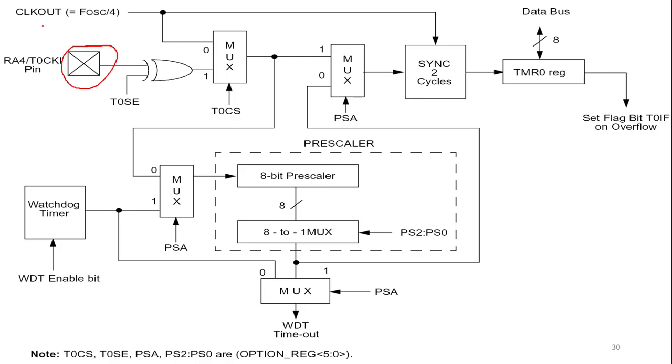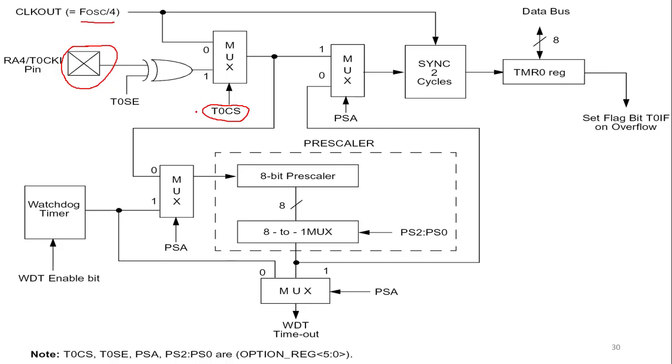Then if you operate this timer in timer mode, in that case the clock signal is the internal clock signal. So the CPU clock divided by 4, that is Fosc divided by 4, is given as input to the timer. Now using this first multiplexer, we can decide whether we want to give the internal clock or external clock as an input to the timer. That can be decided with the help of this T0CS bit.